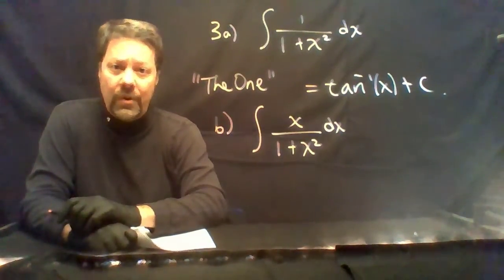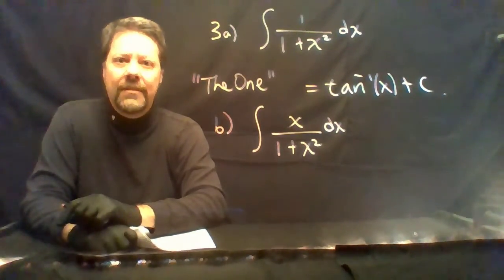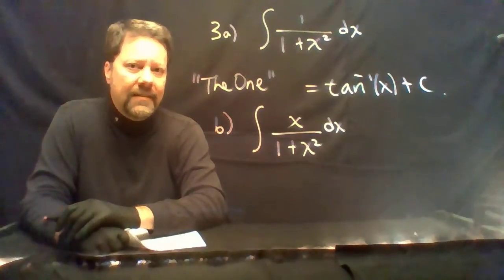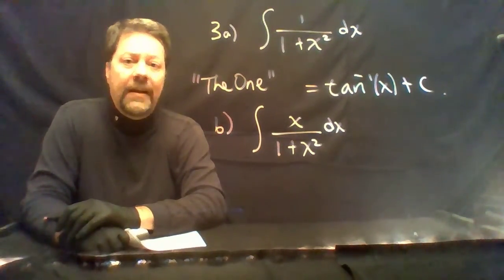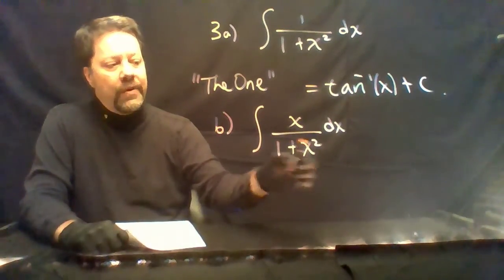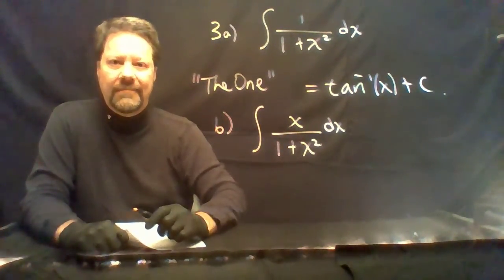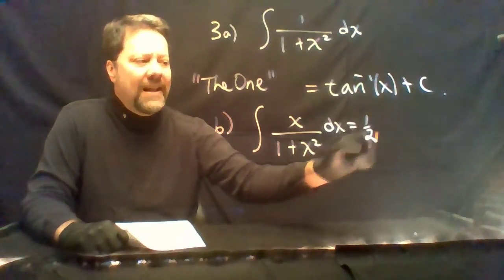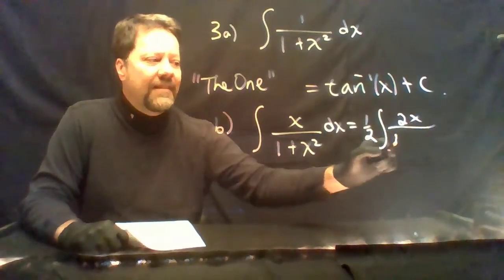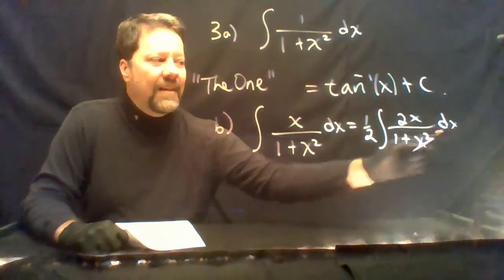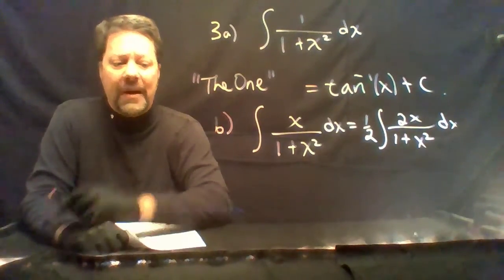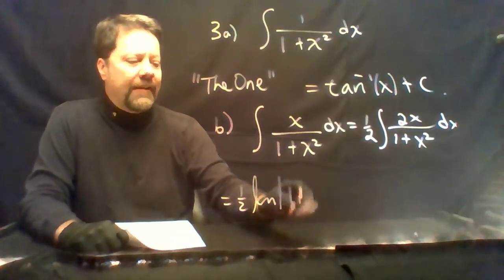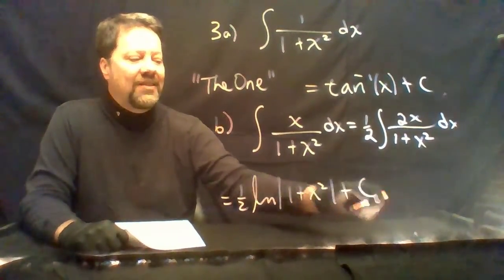That's because I want you to pay meticulous attention to the details. The x in the numerator here makes all the difference. This is almost in the form f prime over f. The derivative of the denominator is 2x. If only I had a 2 in front of that x. But I can make a 2 in front of that x if I put a 1/2 out front. Now I do have an integral of the form f prime over f. So the answer is 1/2 the natural log of the absolute value of 1 plus x squared plus c.